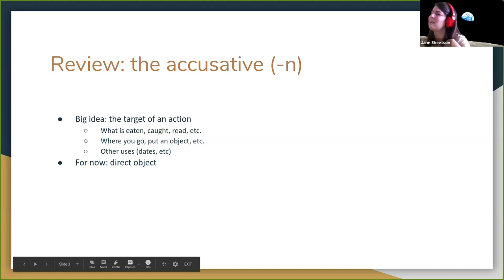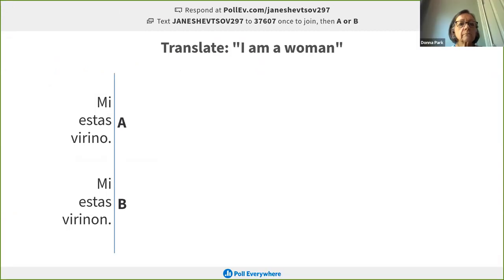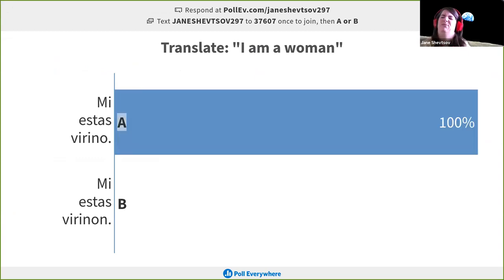So here's a little question for you all to think about. Try translating this: I am a woman. Make your best guess as to which of those is correct. We'll discuss it after you answer, but I'd like to get your best guesses first based on what you already know. So far, only one person has answered it. So just think about it and make your best guess.